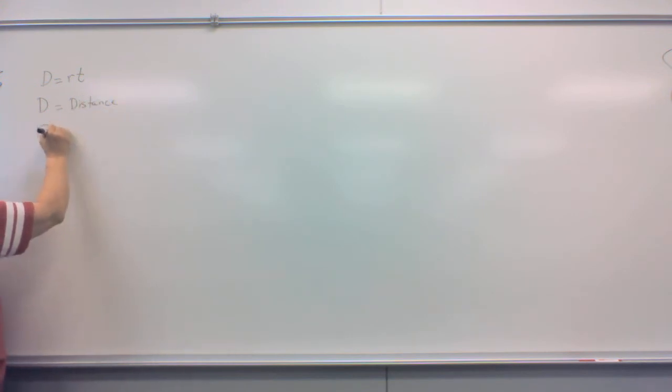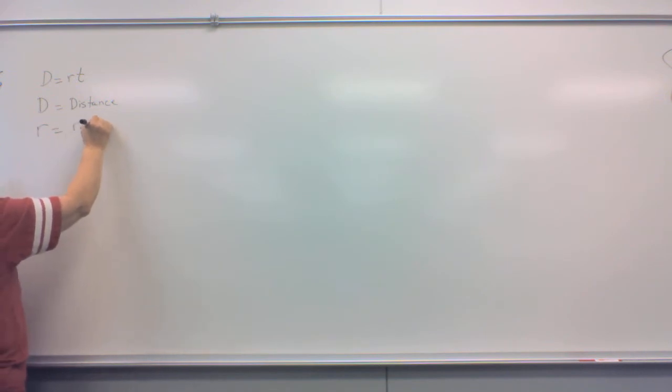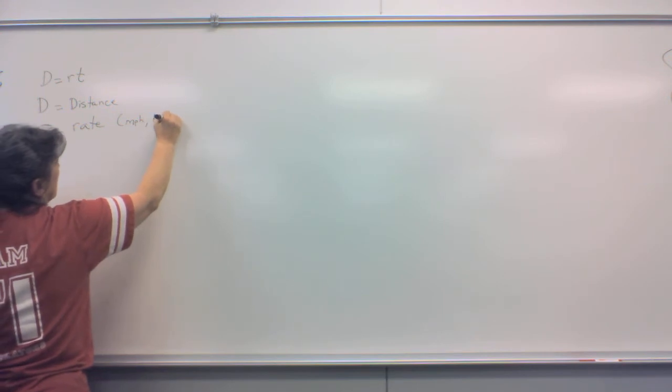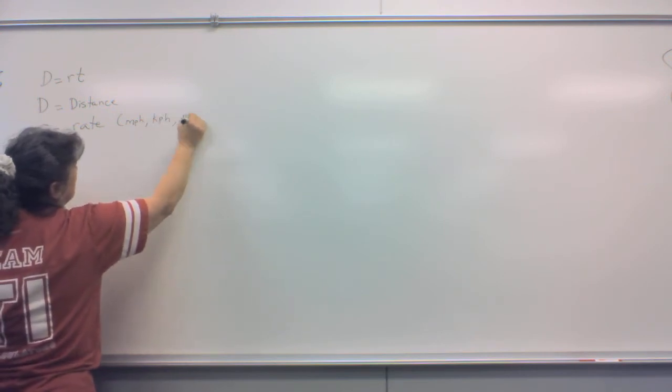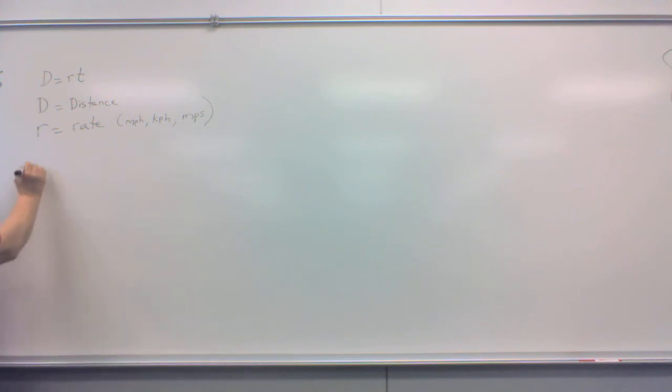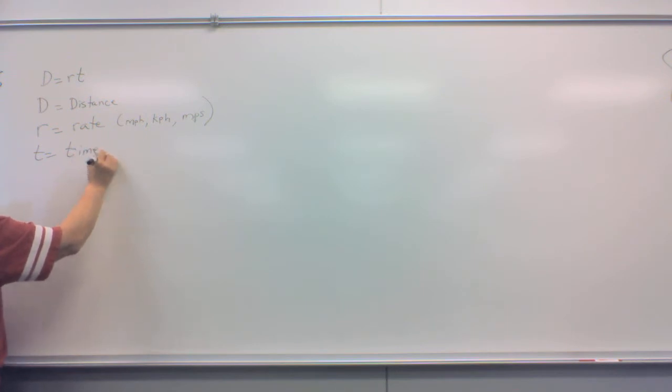D stands for the word distance. R stands for rate. And rate is things like miles per hour, kilometers per hour, meters per second, things like that. That would be a rate. And T is the time it takes. And if we have hours up here and minutes down here, usually we have to make them the same, okay?